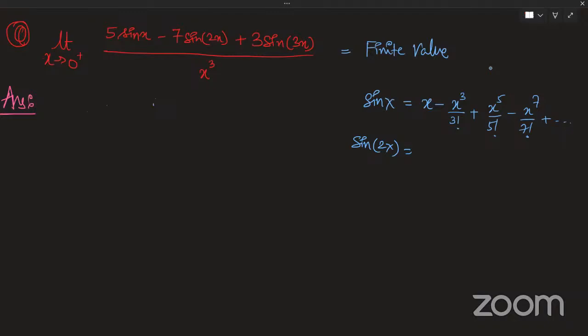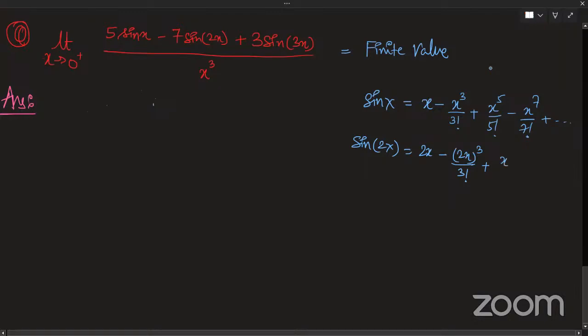How do you get the infinite expansion of sine of 2x? Multiplying by 2 won't help. It will give you 2 sine x. I don't want 2 sine x, I want sine of 2x. So in place of x, I can put 2x. So it will be 2x minus (2x) whole cube by 3 factorial plus (2x) raised to 5 by 5 factorial and so on.